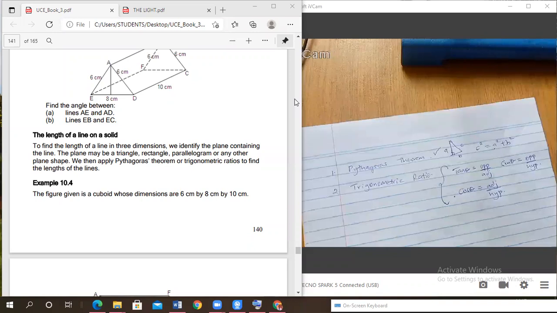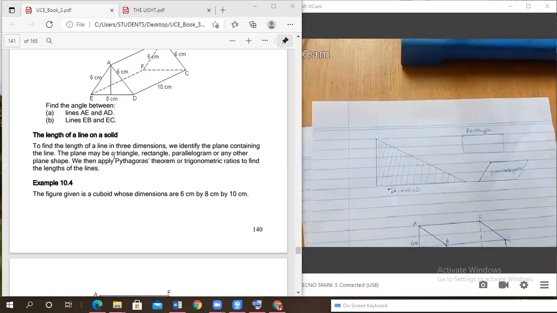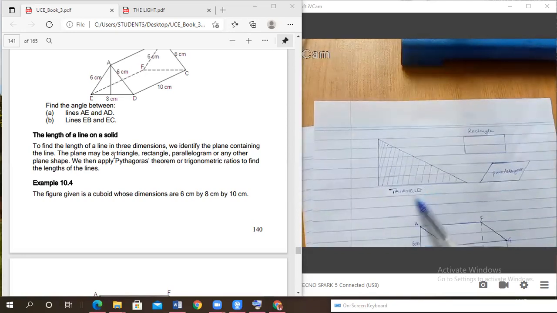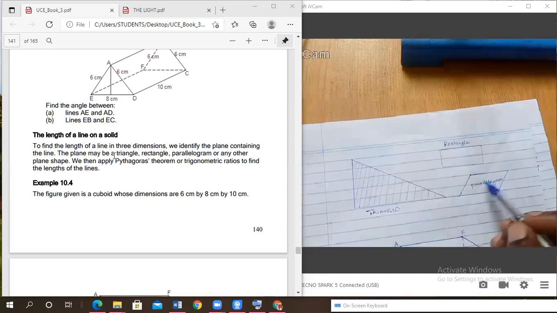So they have said that to determine the length of a line in 3 dimensions, you must identify the plane containing the line. The plane can be a triangle, a rectangle, or a parallelogram. So there we have a triangle, a rectangle, and this is a parallelogram. Some of you don't know what a parallelogram is. So this is a parallelogram and this is a rectangle.